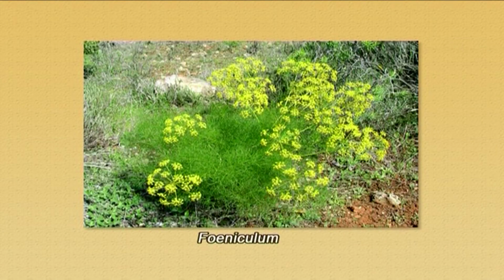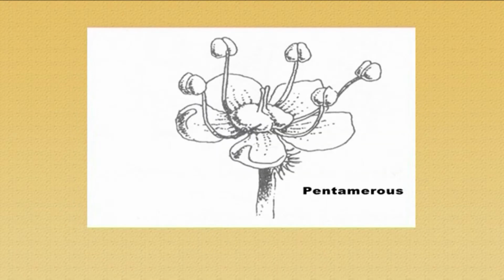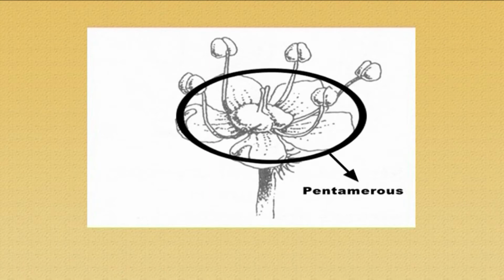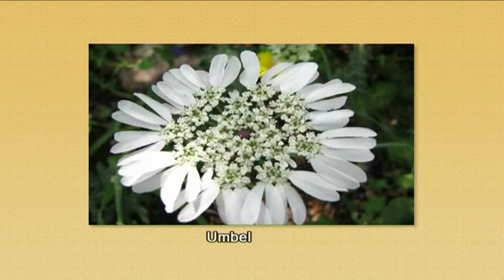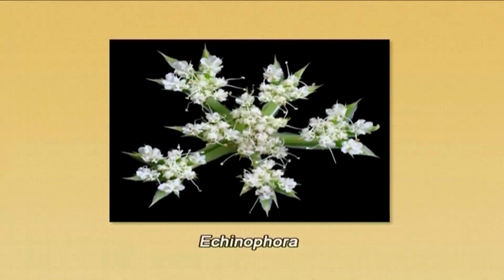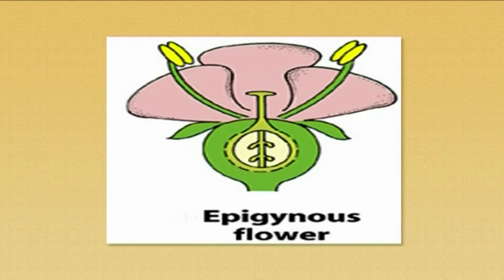The flowers are most commonly bracteate, but there are some examples like foeniculum where we have abracteate. The flowers are also pentamerous, that means the floral parts are 5 or multiples of 5. The flowers are usually bisexual, but the marginal flowers in an umbel can sometimes be sterile. Very rarely we have some examples where the flowers are unisexual. The example is echinophora. The flowers are commonly actinomorphic and they are epigynous.